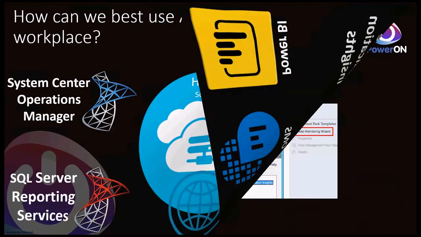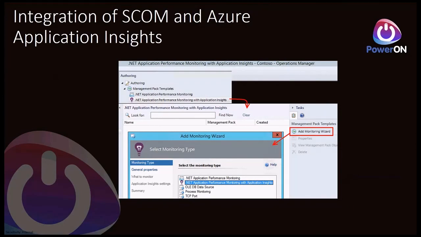So how do we integrate SCOM and Azure? Well, it's very straightforward. First of all, we have to download and extend SCOM to be able to do it, and that's literally just a download of a management pack and an install. We import that into SCOM, then we flick over to our Azure side and create that Azure resource, and then from that point it's wizard driven within SCOM. It's very similar to the standard .NET application performance monitoring, as you can see in the screenshot there.